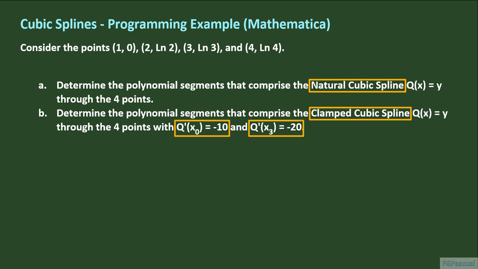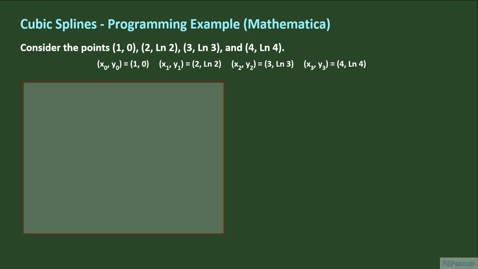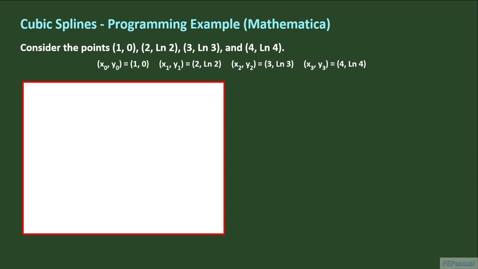We designate the first point to be x sub 0, y sub 0, so that 1, 0 is equal to x sub 0, y 0. x1, y1 will be equal to 2, ln 2. x2, y2 equals 3, ln 3, and x3, y3 equals 4, ln 4. The first part of the Mathematica code is what we will refer to as the initialization part. This is where we input the x and y coordinates into Mathematica.